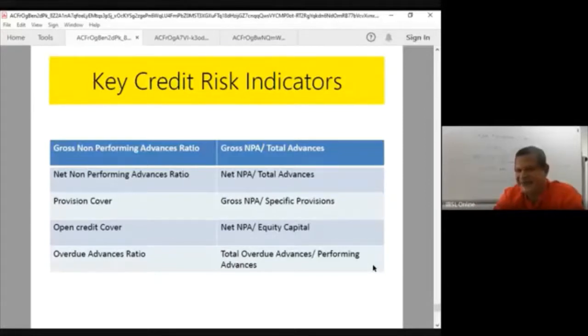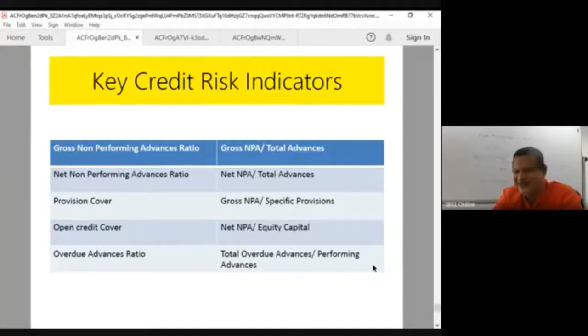If you are a bank with a very large capital, you can afford to have NPA because some of the NPA can even be covered with your shareholders' money. In case the bank became bankrupt, shareholders' money can be accommodated for credit losses. We call this open credit cover. The calculation comes from net NPA divided by equity capital.